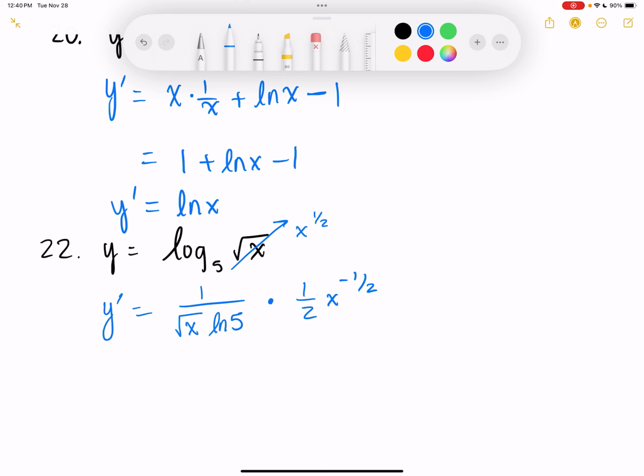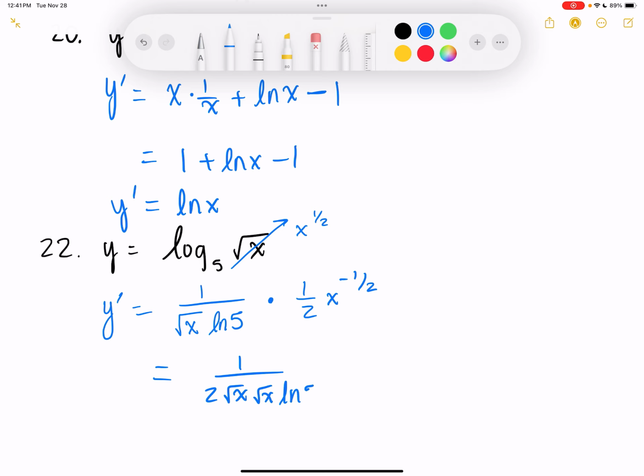Let's combine. Should we put the 1/2 on the bottom? Or put it back to square root? Well, it's a negative, so put it on the bottom. So 1 over 2 square root of x. When I move this one to the bottom, I'm going to rewrite it as square root of x, ln of 5.